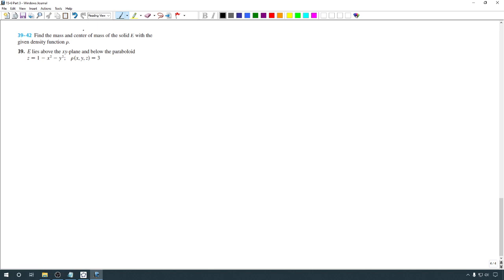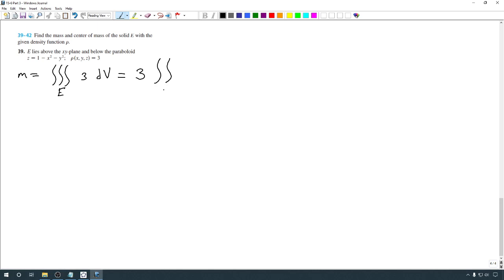But the first thing we need to do is find the mass. What is the mass of this solid? Well, it's going to be the triple integral over that solid of our density function, which is just a 3. Since our density is constant, we could just pull the 3 out. We're really just looking at 3 times the volume of E, but we still need to find the volume of E. I'm going to go ahead and set it up that way.